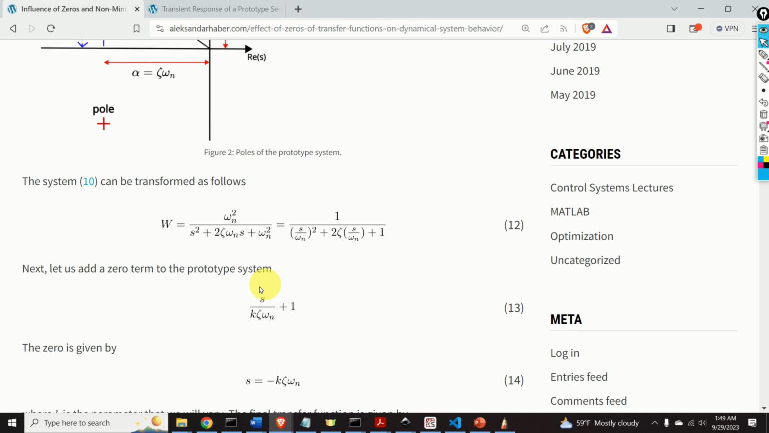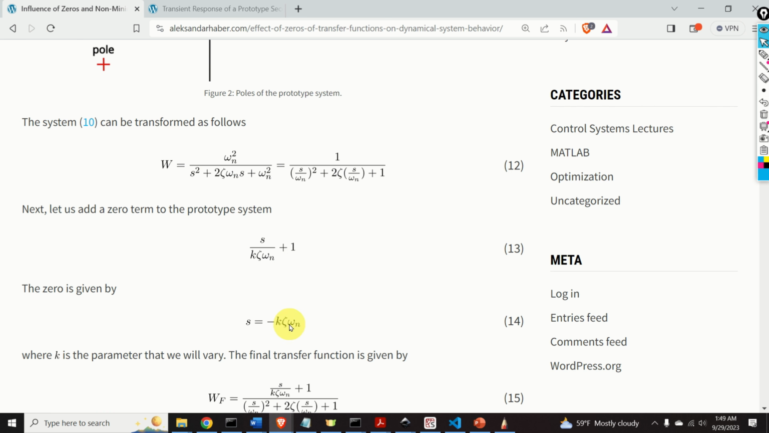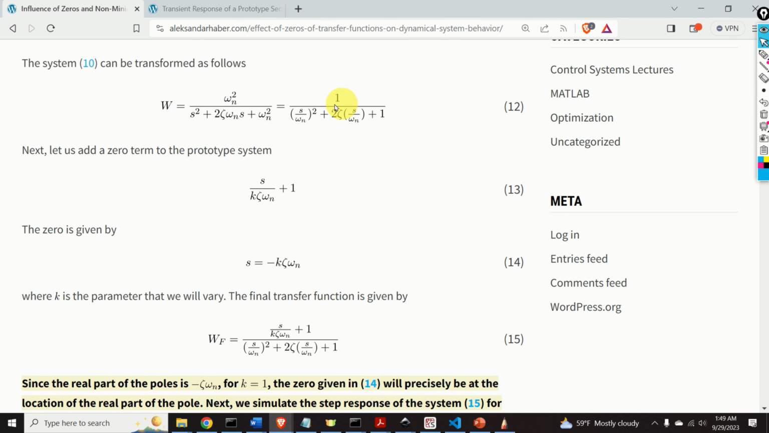Here's the term that we will add in the numerator. The zero is given by this expression. Over here, k is a parameter that we can vary, and we will vary this parameter in order to illustrate the effect of zeros on the transient system response. After multiplying this transfer function by this expression, we obtain the final transfer function, and here it is.